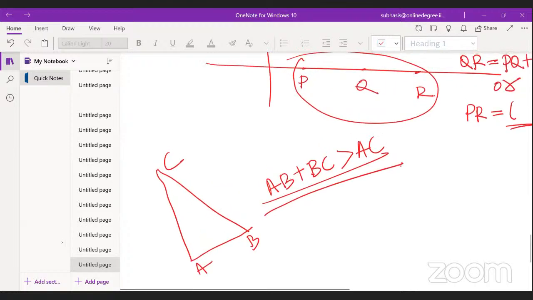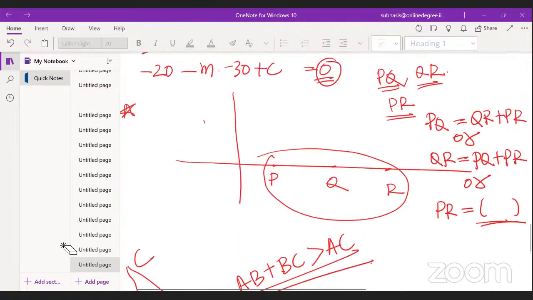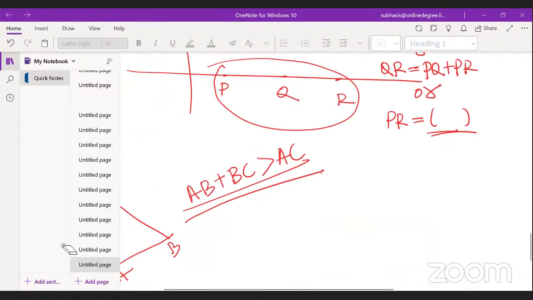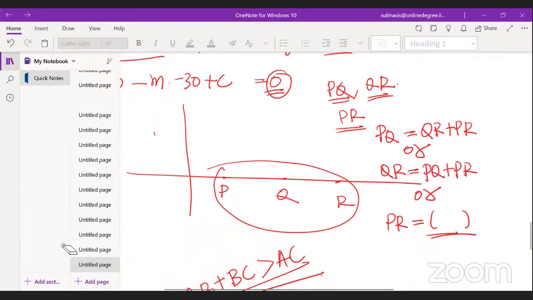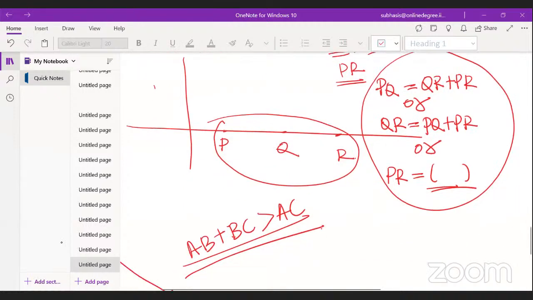This is true for any two sides. Instead of AB plus BC, you can take AB plus SC also. Yes, any two pair of sides. But if you are taking the distance here, and if you are getting this kind of relation, then certainly they cannot form a triangle, right? So maybe I am just considering this third. I am considering only one. That's why it will be.